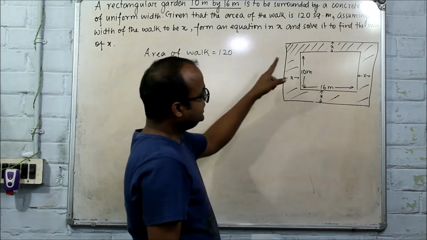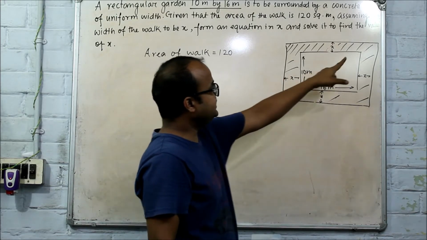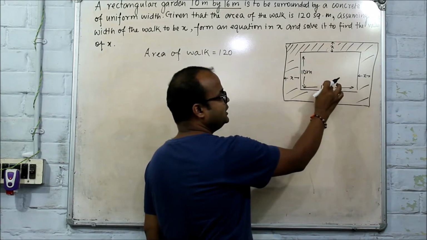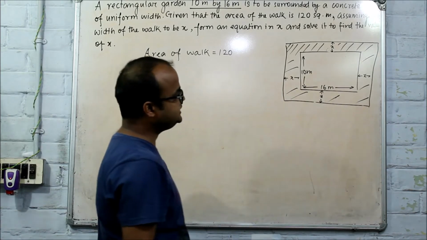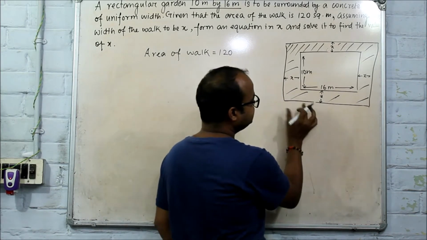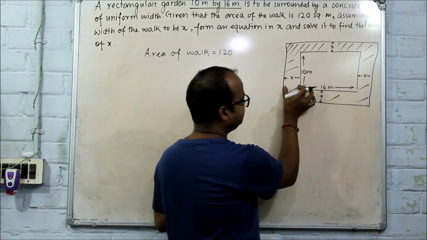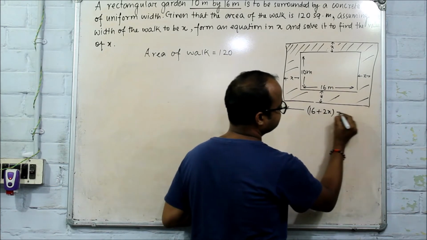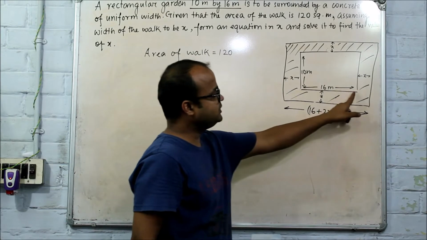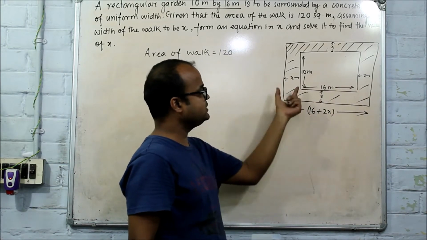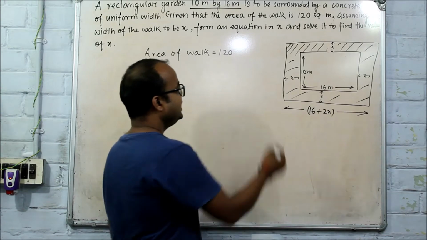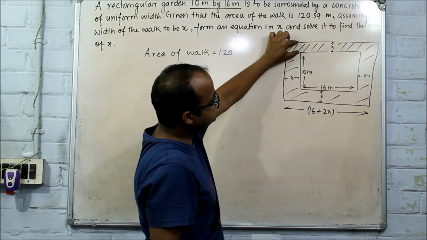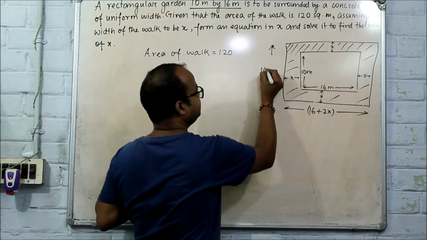Now see, there are two rectangles, one internal and the other external. The internal length and breadth are 16 and 10. Now for the external one, the length is 16 plus x and plus x, so the external length is equal to 16 plus 2x. And the external width is 10 plus x and plus x, so 10 plus 2x.